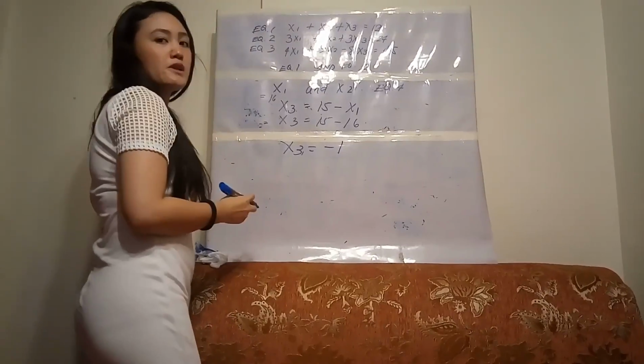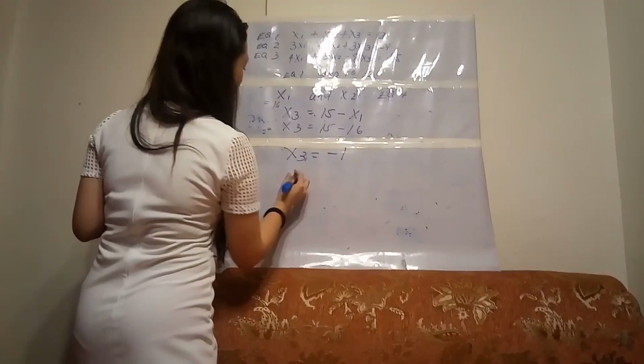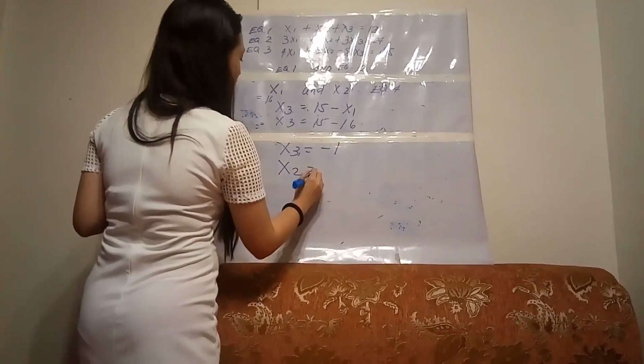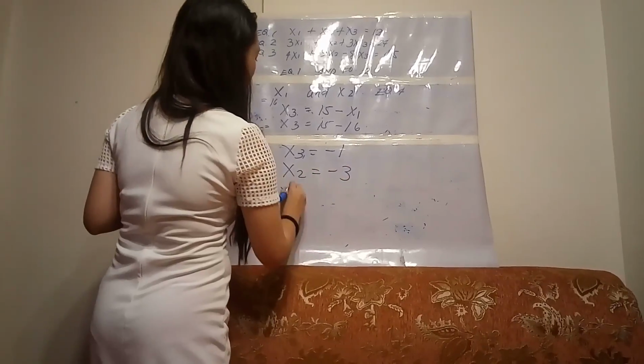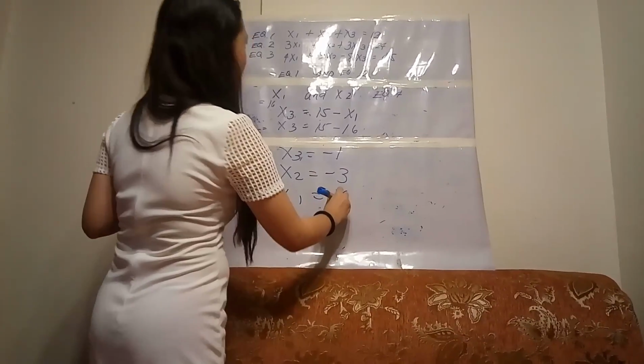After that, we have all the values: x2 will be equal to negative 3, and x1 is equal to 16.